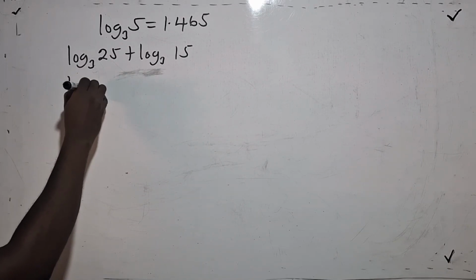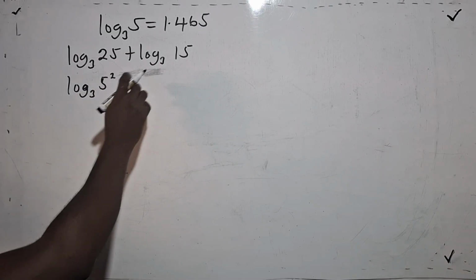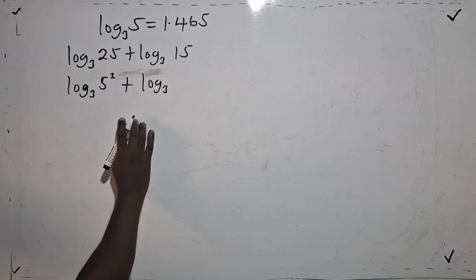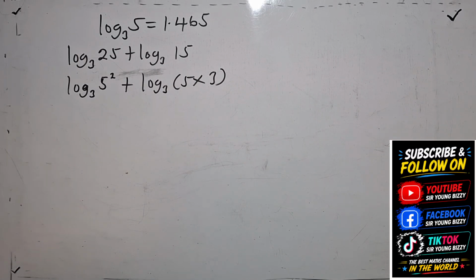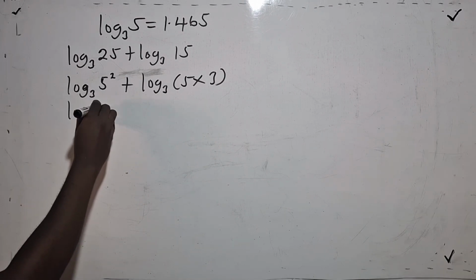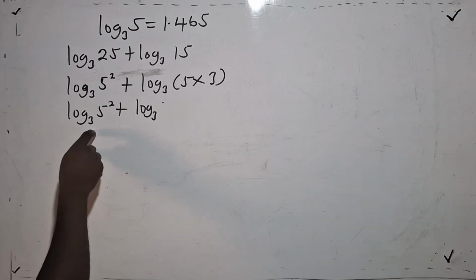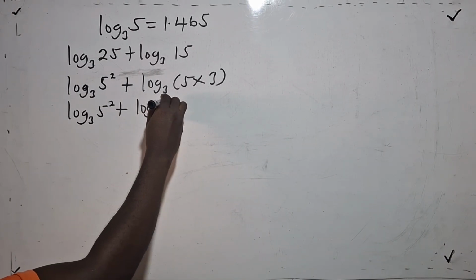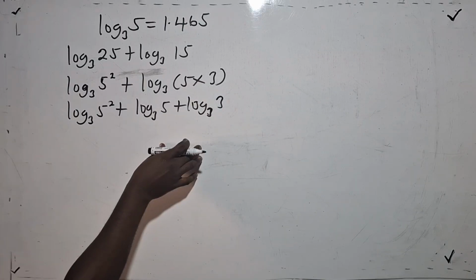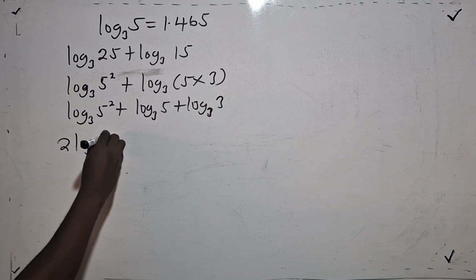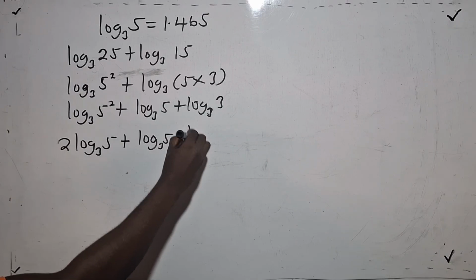So this one is going to give me log to the base 3 of 5 raised to the power 2 plus, now unless I expand this as log to the base 3 of 5 times 3. Yes, so I've gotten 5 inside. So this one will give me log 3 of 5 squared, then log 3 of 5 plus log to the base 3 of 3. This is the same as this, multiplication, addition. So this will give me 2 log 3 of 5, then plus log 3 of 3.